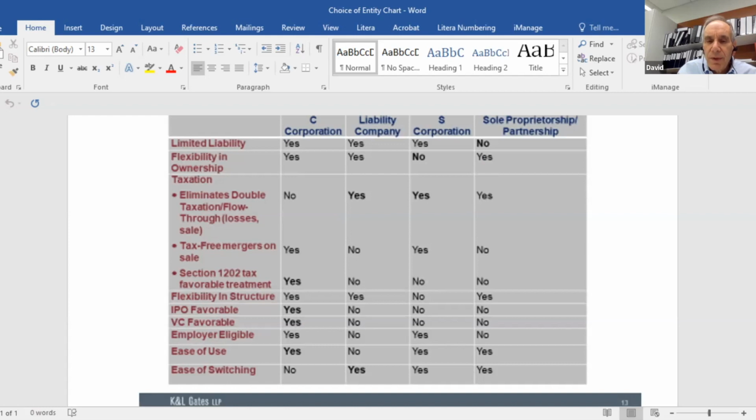We're going to think about the C corp versus limited liability company. If you're going to do an IPO, you've got to be a C corp. And similarly, if you're going to get venture capital, you've got to be a C corp. They won't put money into limited liability companies.